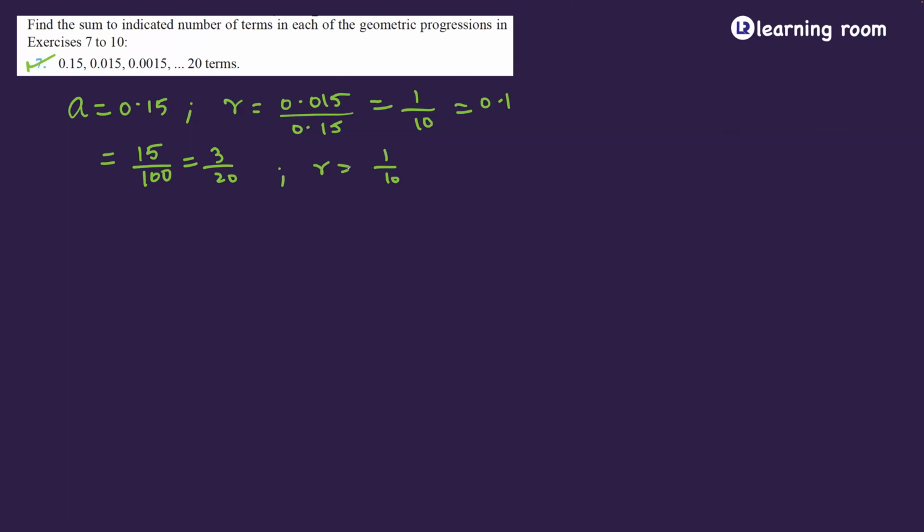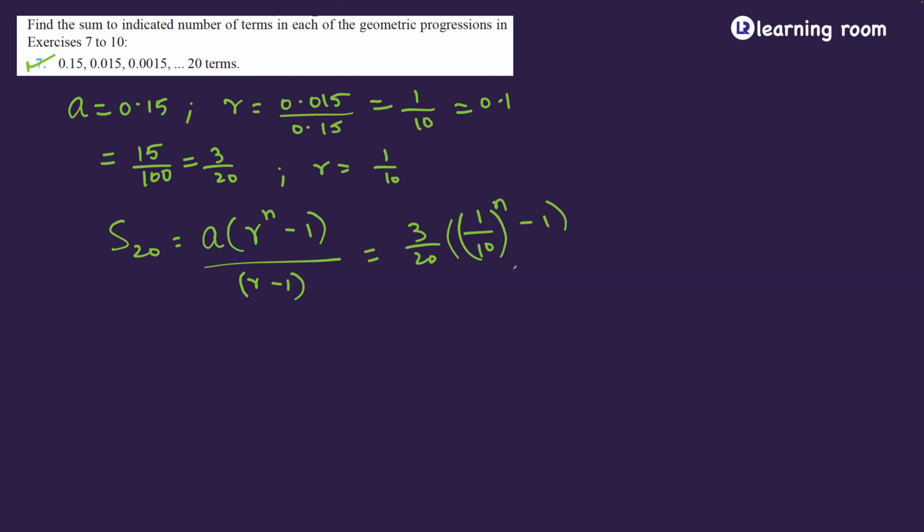So they're asking the sum of the first 20 terms. So what is the formula for it? A into R power n minus 1 divided by R minus 1. So A is how much? 3/20 into 1/10 to the power n minus 1 divided by 1/10 minus 1, which is going to give me 9/10. So this 10 will cancel this 20 two times, 3 will cancel this 3 three times. So you will have 1/6 into... 1/10 minus 1 is going to be minus 9/10.